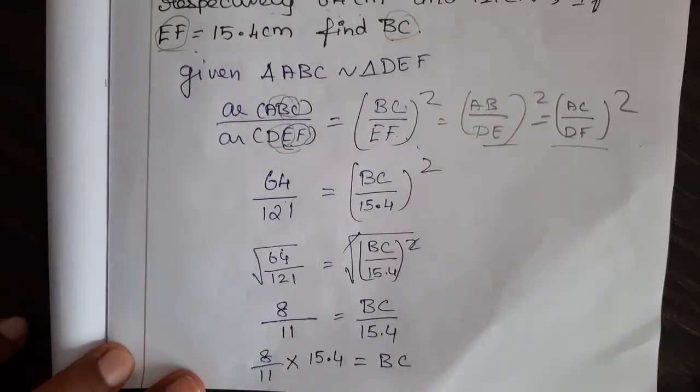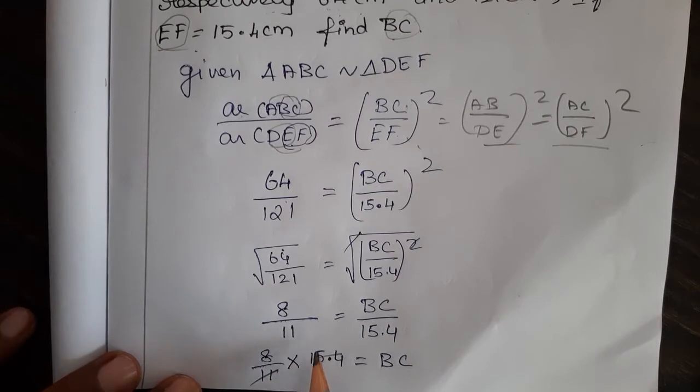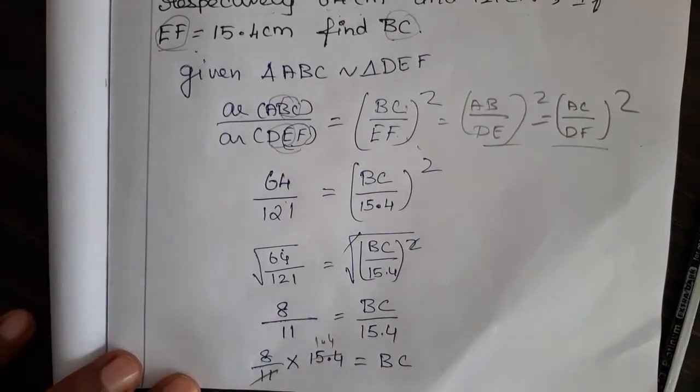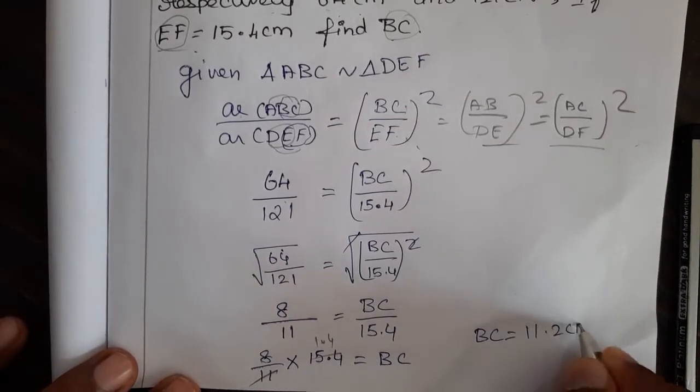We can cancel it. 11 goes into 15.4 1.4 times. So 1.4 into 8 is 14 into 8, which is 112, so 1.4 into 8 is 11.2, right? Therefore BC is equal to 11.2 centimeter.